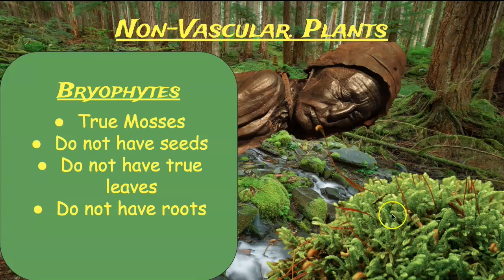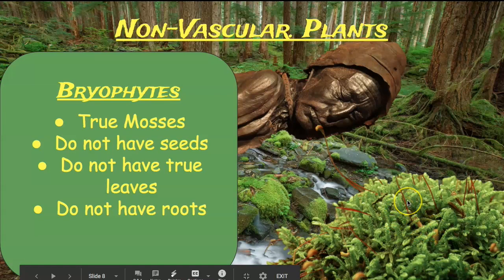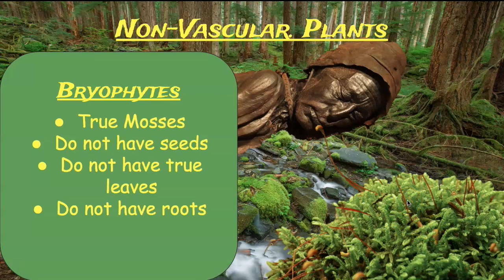But remember, they still meet all the other characteristics. They're going to be producing their own food. They have that cell wall. They have plastids, and they are multicellular. So again, these are your mosses.